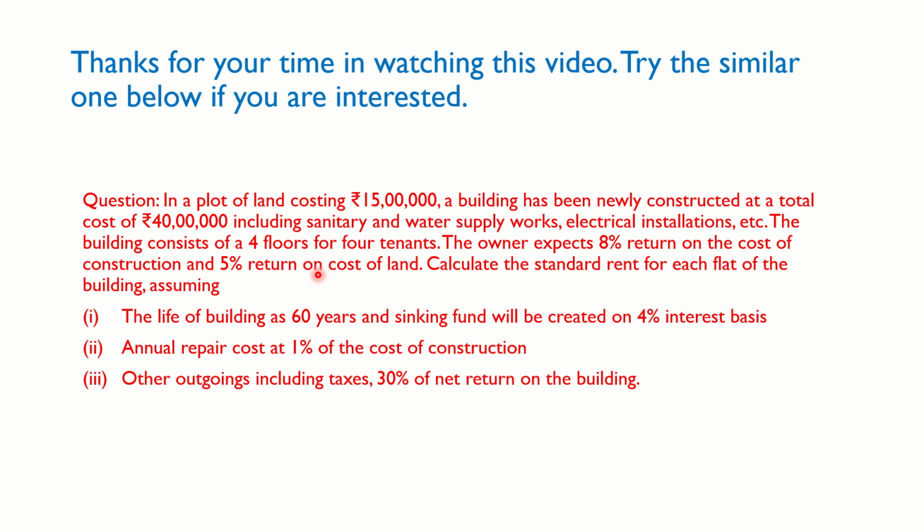Calculate the standard rent for each flat of the building, assuming the life of the building as 60 years and sinking fund will be created on 4% interest basis. Annual repair cost at 1% of the cost of the construction. Other outgoings including taxes 30% of the net return on the building. You can just try this and let me know the answer.